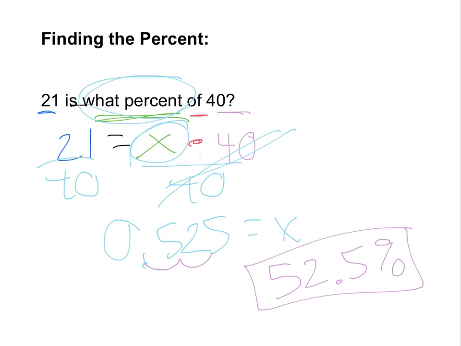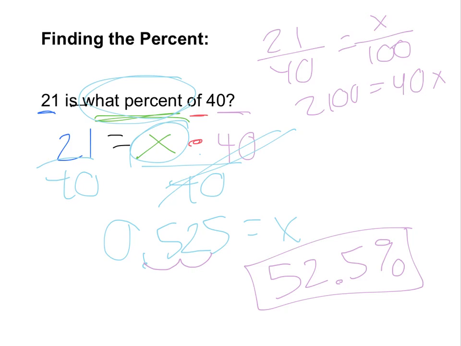Again, if we wanted to check this with the percent proportion, you'd have 21 over 40 equals x over 100. We'd get 2100 equals 40x. And if you take 2100 and divide it by 40, you'd get 52.5.